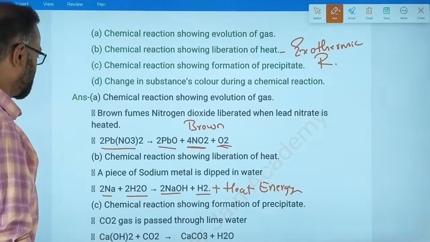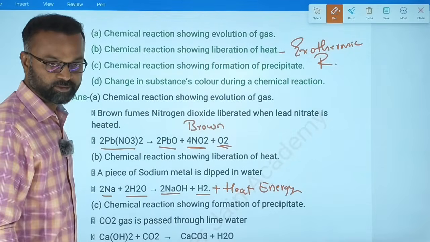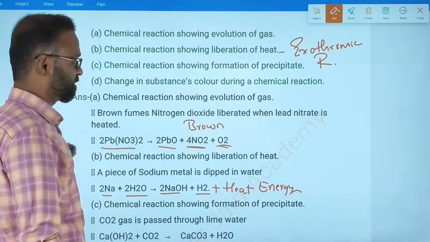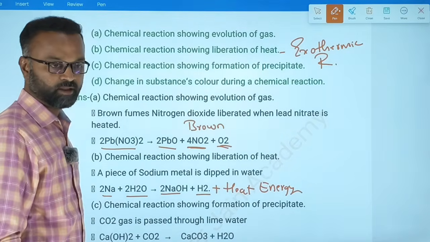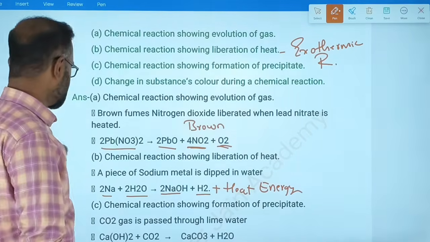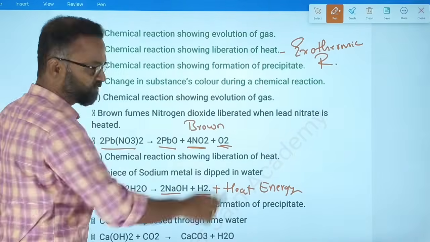Now we know the reason, because we are studying which subject? Science subject. There is no such thing called chamatkar, a miracle. Everything has a science behind it. Okay, now chemical reaction showing the formation of a precipitate.